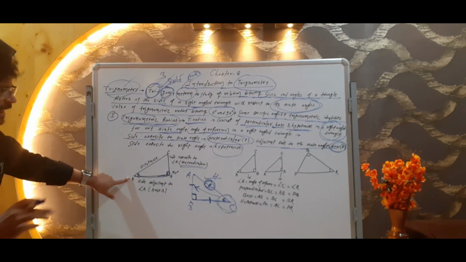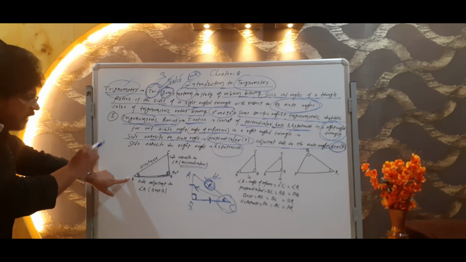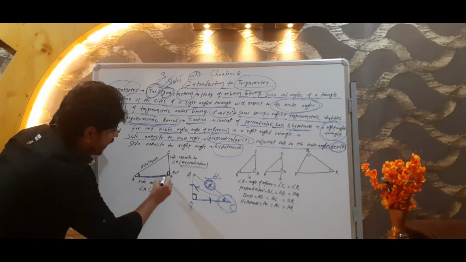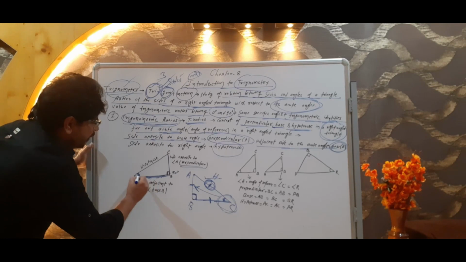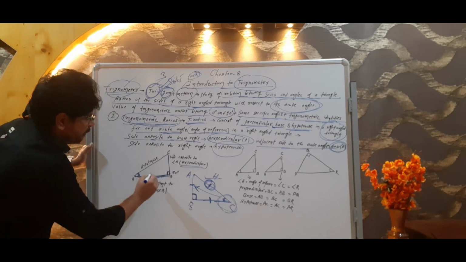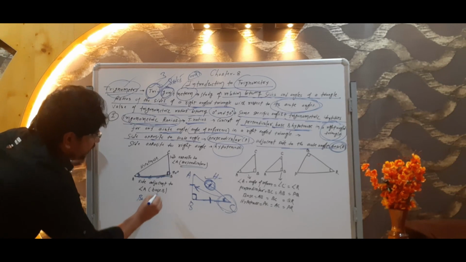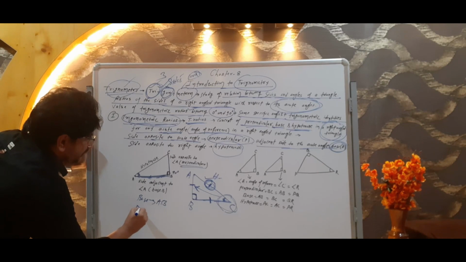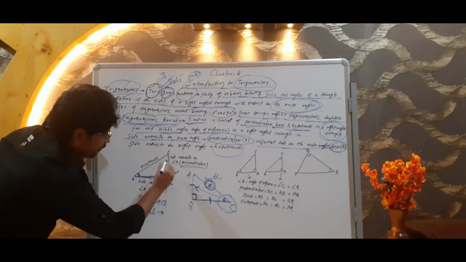Now see here, side AB. It is the adjacent side to the acute angle. It is our acute angle and it is the adjacent side to the acute angle. In that case, it would be the base. So what would be our base? If we simply look here, we can say the base is AB, right? And if we discuss the perpendicular, the perpendicular would be BC.